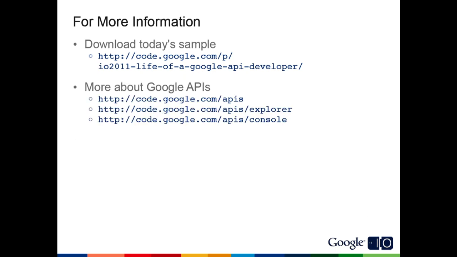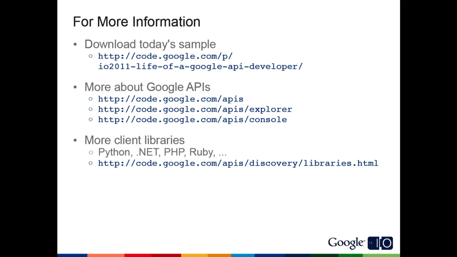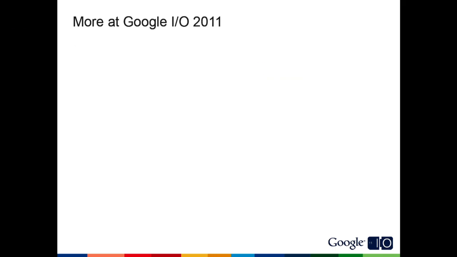We also have a lot more APIs. Google has a huge website devoted for developers. So go check out the code.google.com APIs link, or any of the new tools, obviously. You can go try them. And more client libraries. So pick the language of your choice. So this is to get you guys started.